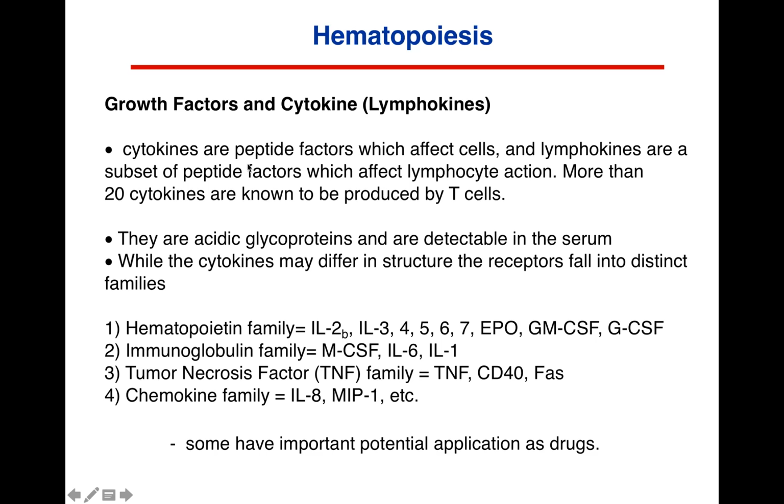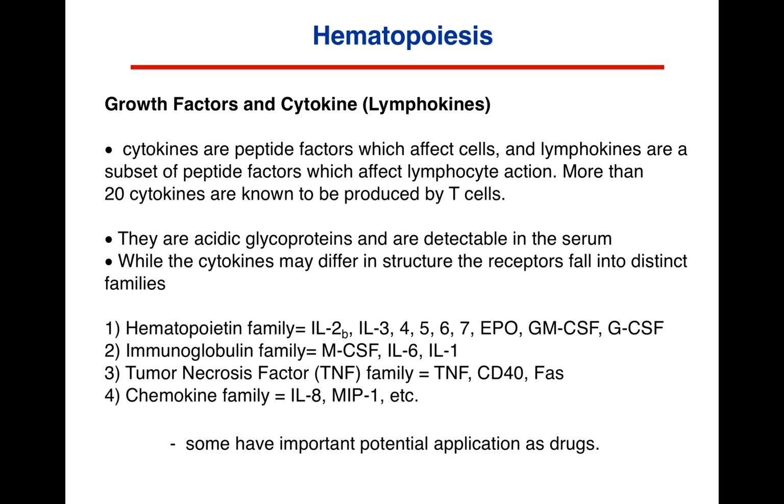They're generally glycoproteins, and they can be detectable in the serum. So, for example, if lymphocytes are being activated, you can go into the plasma and see this activation by monitoring the amount of these cytokines that show up in the blood.